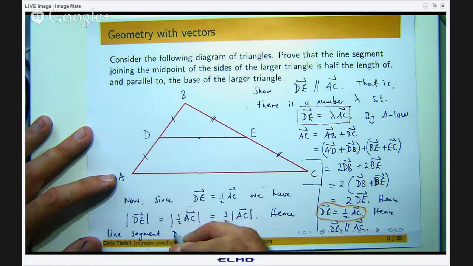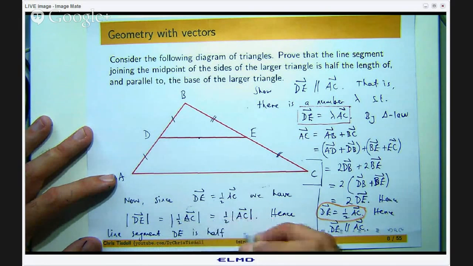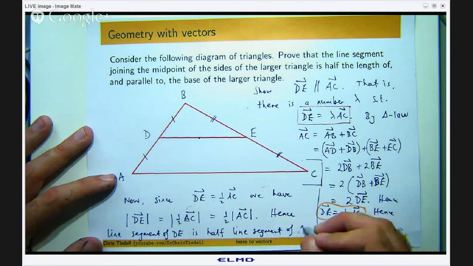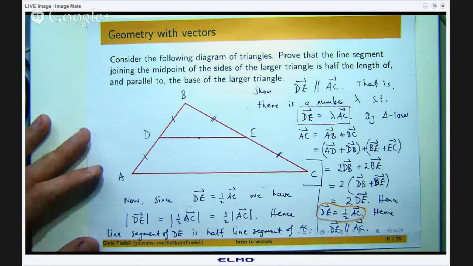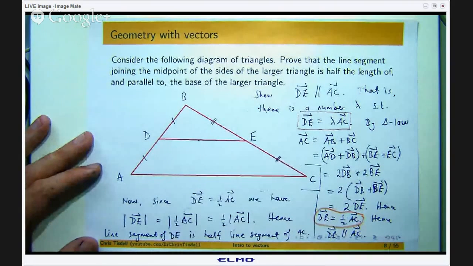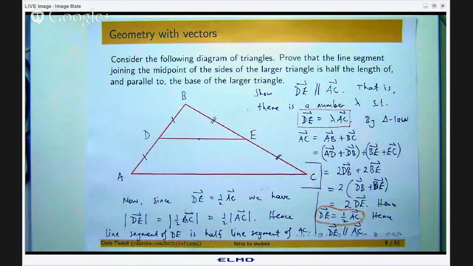So line segment DE is half the length of AC. Okay, and by these I just mean the line segments. Okay, so that is a basic proof using vectors. Okay, and we only use things like the triangle rule and a little bit of parallel vector ideas.